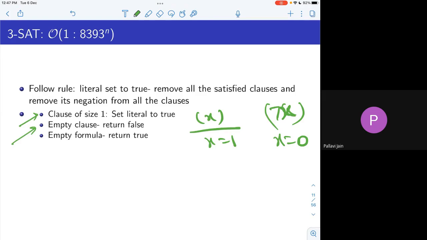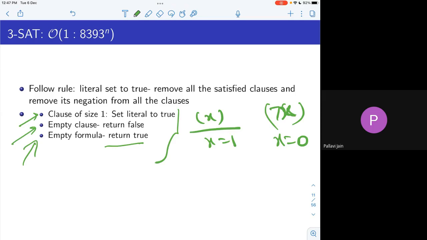So now let us look at the second point here. What I am saying here is, if your clause is empty, suppose this condition is there, then we can simply return that it is a no instance. Like, we can never satisfy this formula because we don't have anything in that clause to satisfy it with. Okay? And the last one is, if your formula is empty, whatever assignment you give, your formula is always satisfied. Right? So in this case, we can simply return true. So by default, we can assume that such conditions do not exist for us. We don't have one-size clauses. We don't have empty clauses. We don't have an empty formula. Okay?